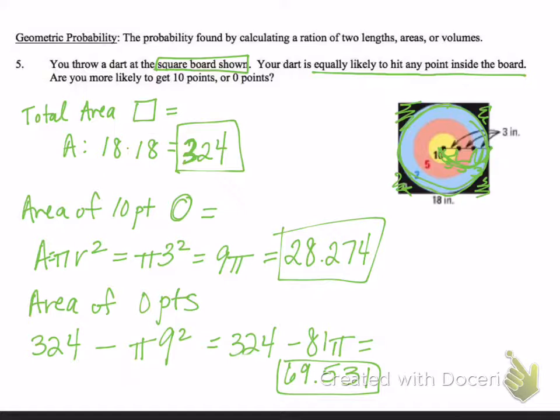So now I've got my 3 areas. If I want to find the probability of 10 points, how would I figure that out? The probability of 10 points is the area of the 10 points over the total area. So I would have 28.274 over 324, which gives me what?